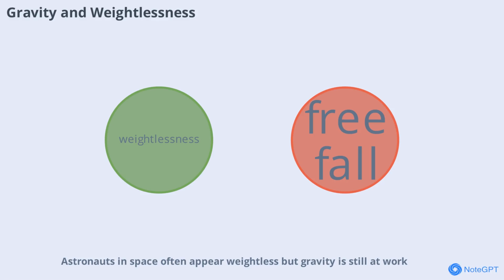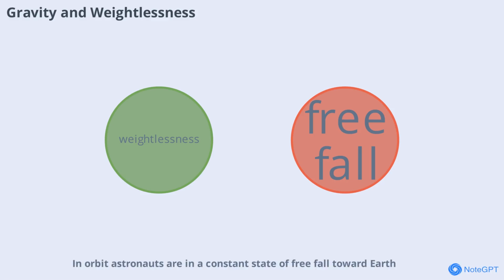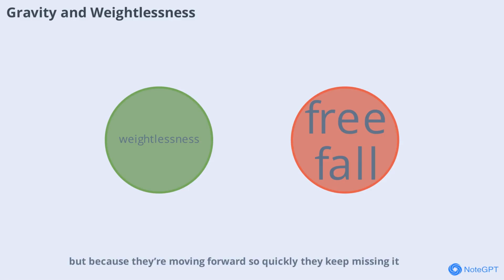Astronauts in space often appear weightless, but gravity is still at work. In orbit, astronauts are in a constant state of free fall toward Earth, but because they're moving forward so quickly, they keep missing it. This creates the sensation of weightlessness. Understanding this helps explain why astronauts float in space and how gravity affects objects even far from Earth.